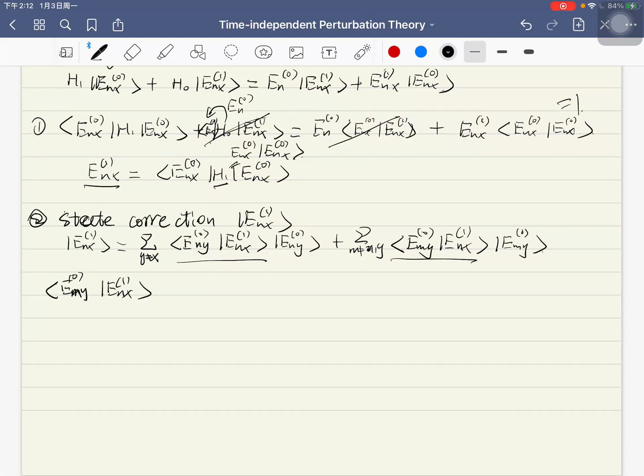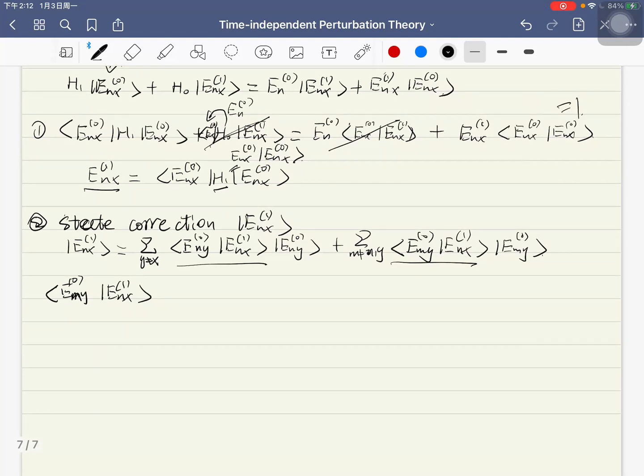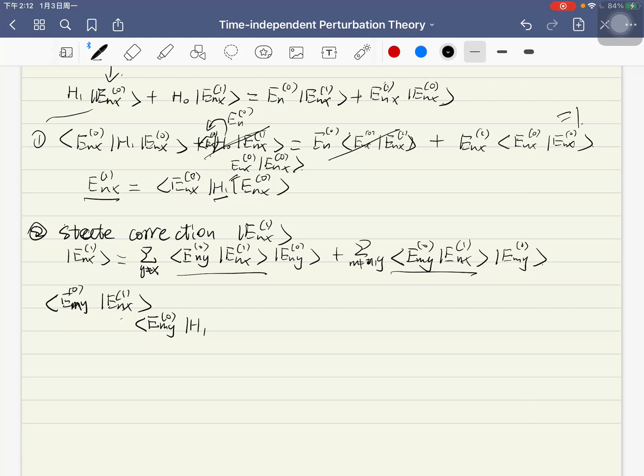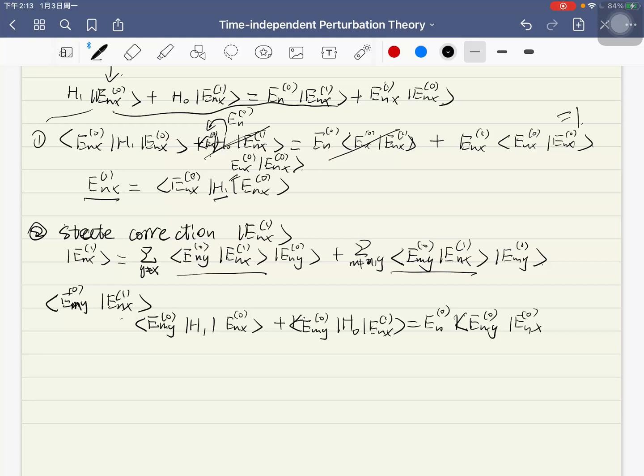We act with <m,y| from the left on the basic equations. So we have H1 |n,x^0> plus H0 |n,x^1> equals E_n^0 |n,x^1> plus E_n^1 |n,x^0>. This equals delta_yx, since y is not equal to x, so here it is zero. This term vanishes.